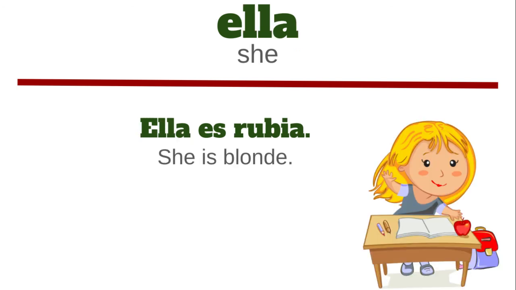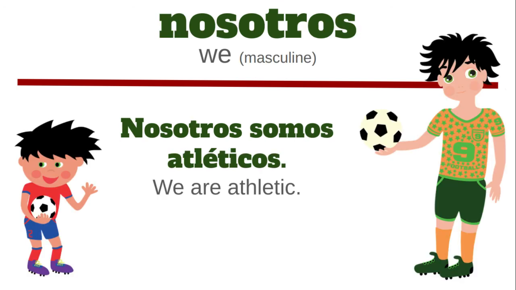If we're talking about someone else, we can say ella for she. Ella es rubia. She is blonde. That's a third person pronoun. Ella es rubia. If I'm talking about myself with a group, like these two boys who are talking to us, and they say, nosotros somos atléticos. We are athletic. They're talking to us, and they're two boys, and so they use the masculine first person plural form, which is nosotros. Nosotros somos atléticos.